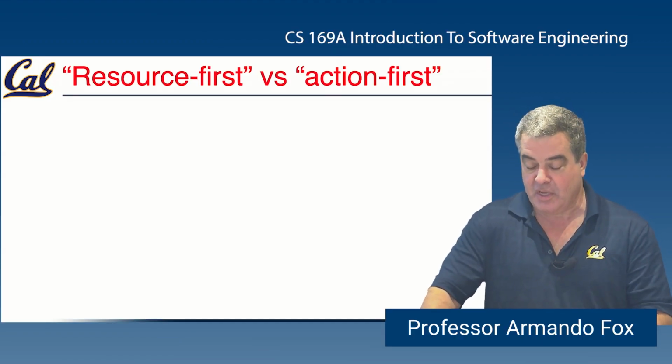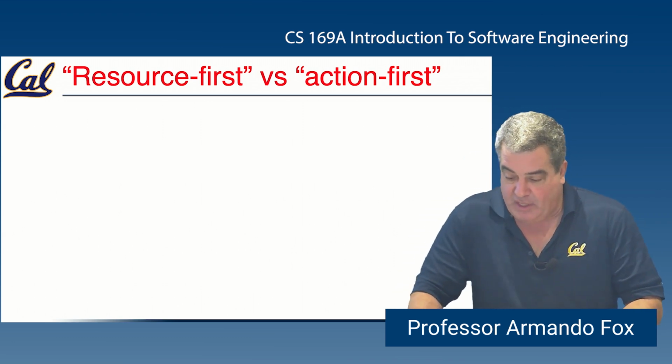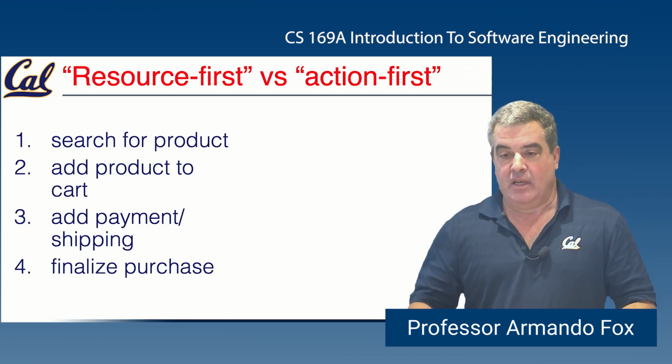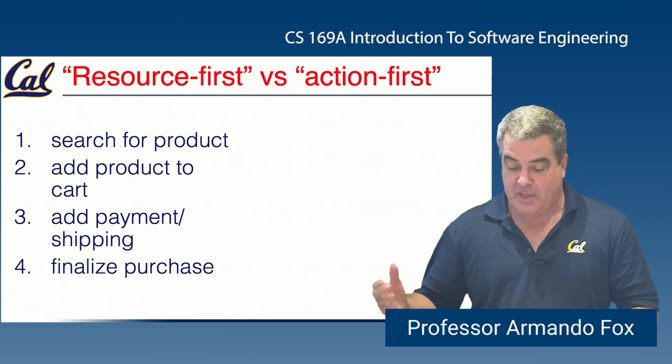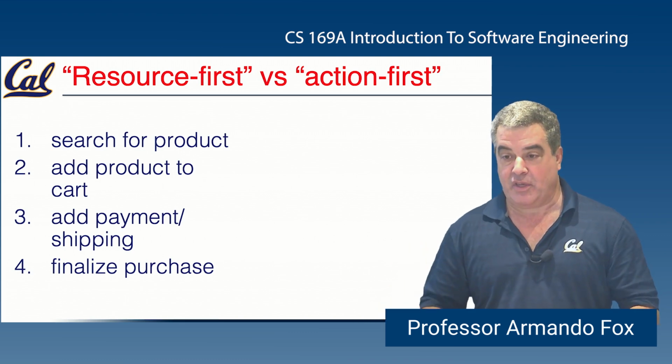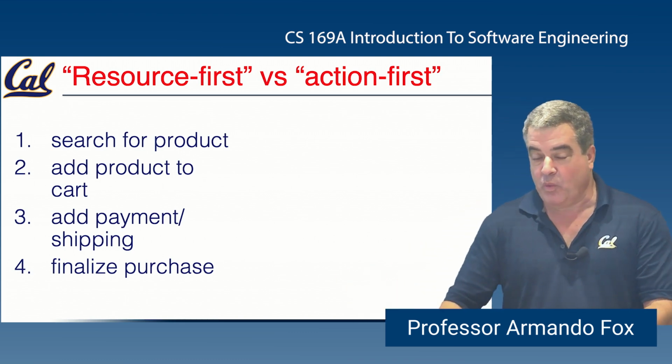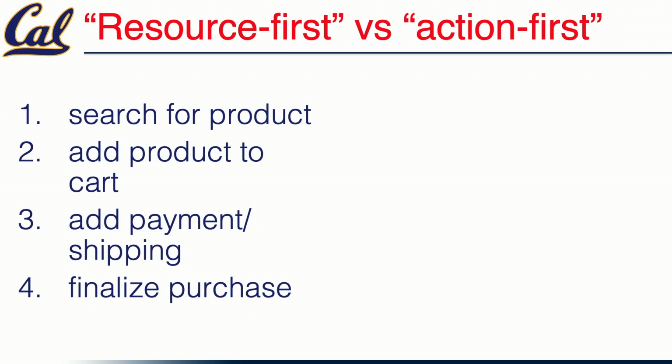What are the resources? So for example, if I was looking at a generic e-commerce site, you might think the flow is the user arrives at the site, they search for something. Once they find what they want, they add it to a shopping cart. They put in their payment and shipping information, and then they finalize the purchase. That's what I would call an action-first description, because what it doesn't say is what are the resources that are embodied by the app that allow these things to happen.